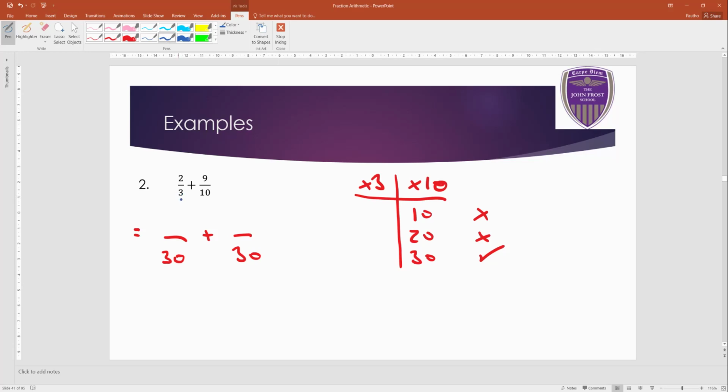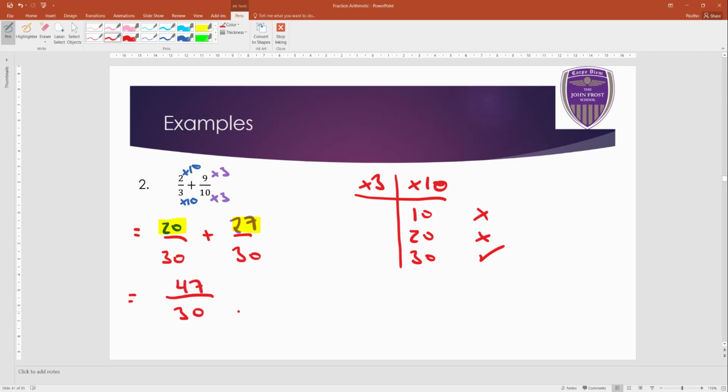Right, now, this left-hand fraction, how many 3s are in 30? Well, 3 times 10 is 30. And so 2 times 10 is 20. And the right-hand fraction, how many 10s are in 30? Well, 10 times 3 is 30. And 9 times 3 is 27. And now you can just add together the numerators because you've got a common denominator. And 20 add 27 is 47.